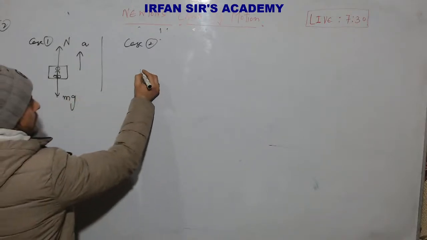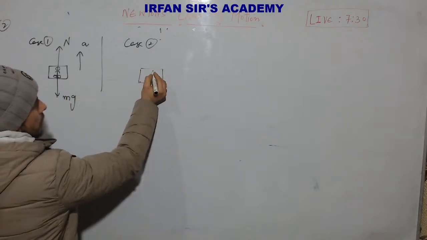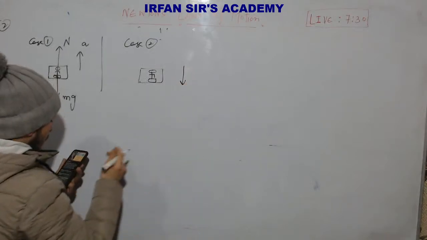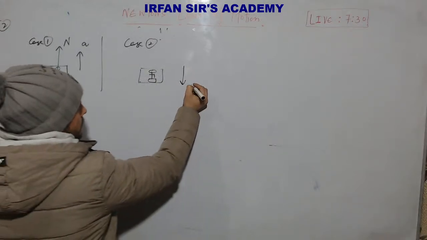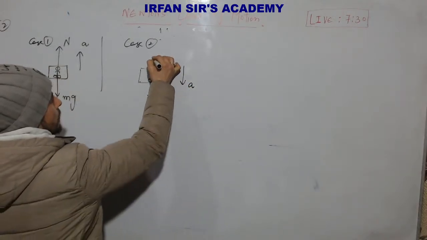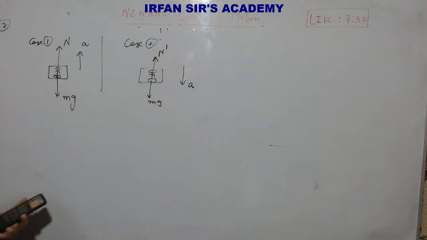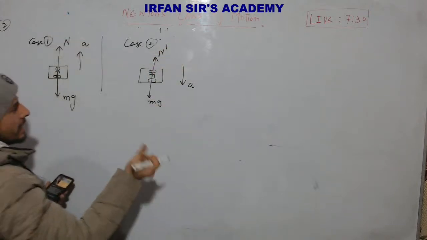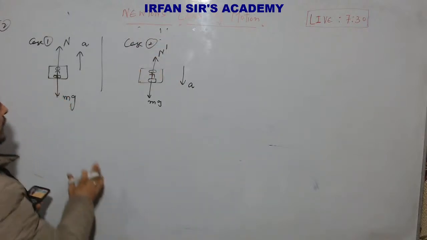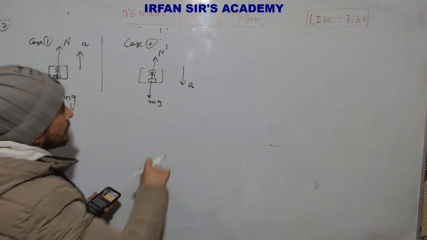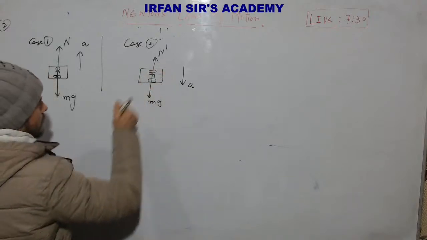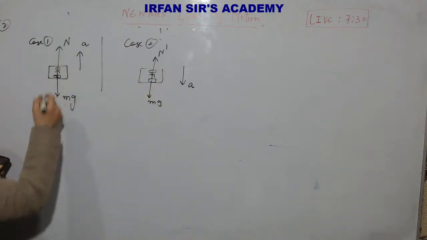In the second case, the lift is going downwards with the same acceleration a. What will be the forces? mg in this direction, and there will be a different normal reaction. Why? Because in the first case it was moving up and in the second case it is moving down. You feel different weight when you go upwards and different weight when you go downwards. When you go downwards, the weight is lesser.